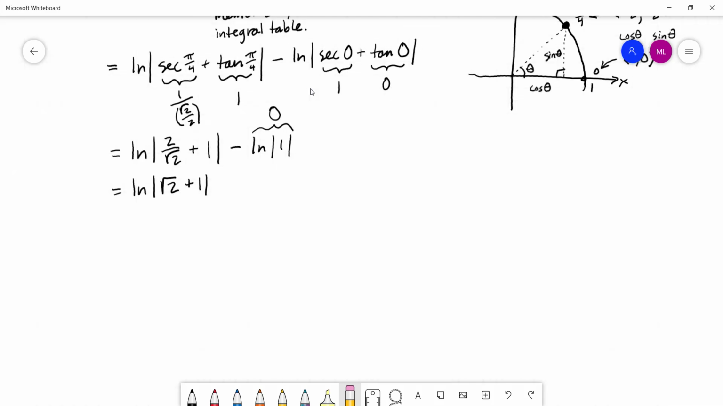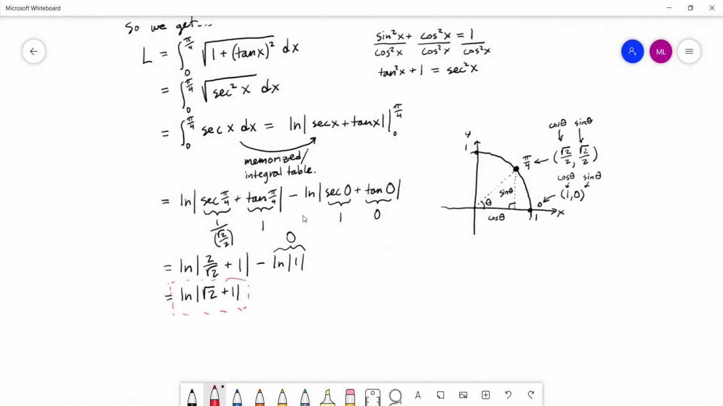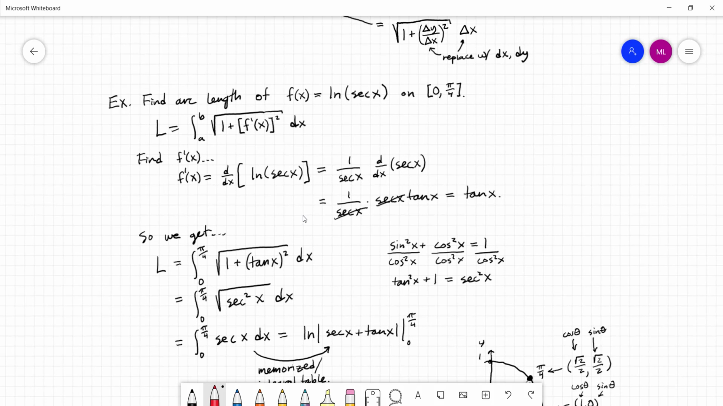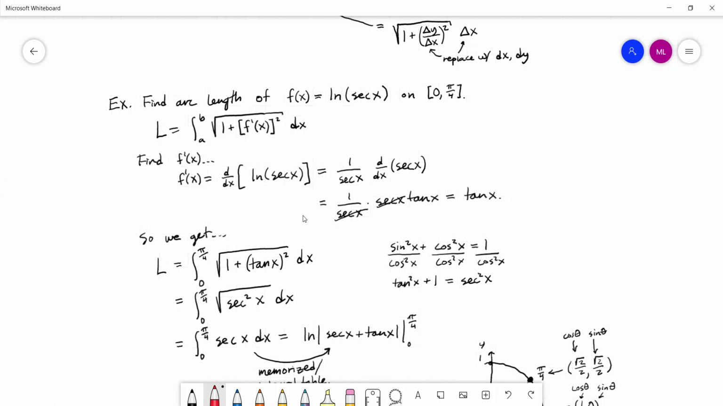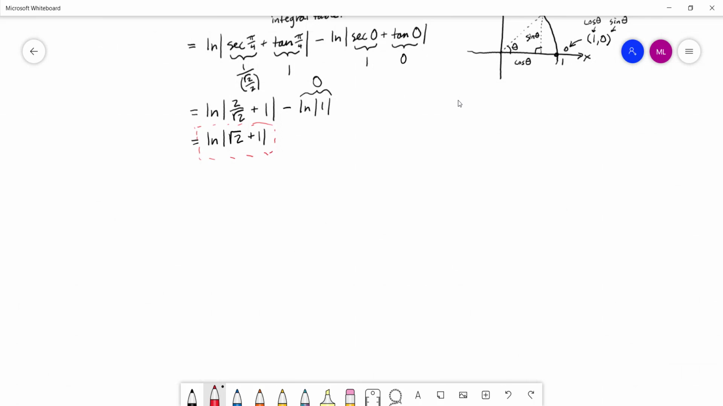And there is our final answer for this problem. The natural log of, in this case, the absolute value can be dropped because it's positive anyways, but you can leave it there. I don't really care. Root 2 plus 1. The natural log of root 2 plus 1 is the arc length of this function on that interval. That is the distance. Okay.